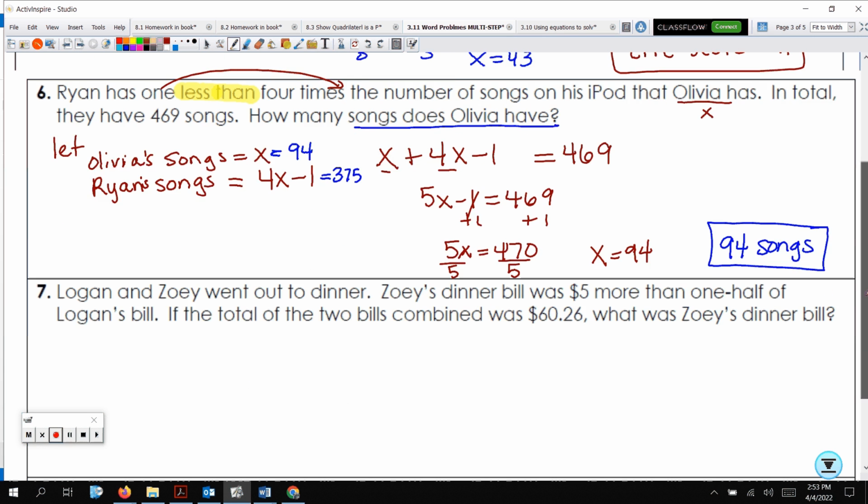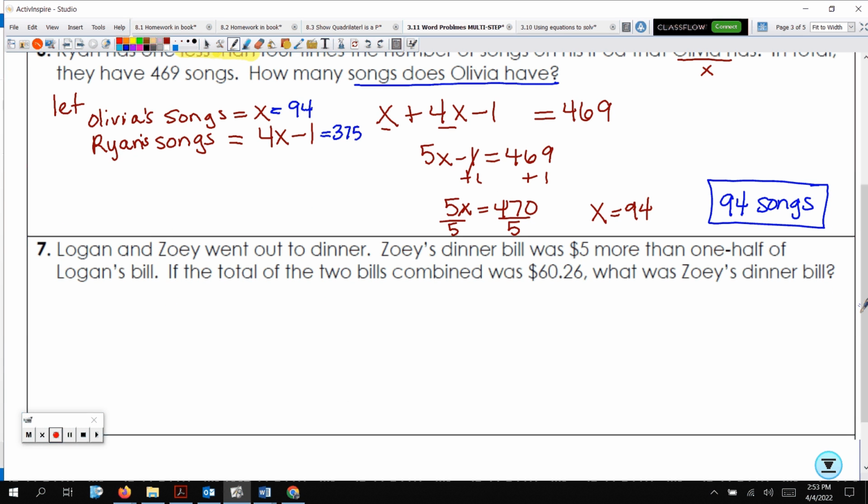We're almost finished here. Logan and Zoe went out to dinner. Okay, there's our first sentence. It doesn't say anything about assigning anything, so let's keep reading. Zoe's dinner bill was $5 more than 1/2 of Logan's bill. Logan's bill is going to be our X. So let Logan's bill equal X. And then we're going to reread it so we can talk about Zoe.